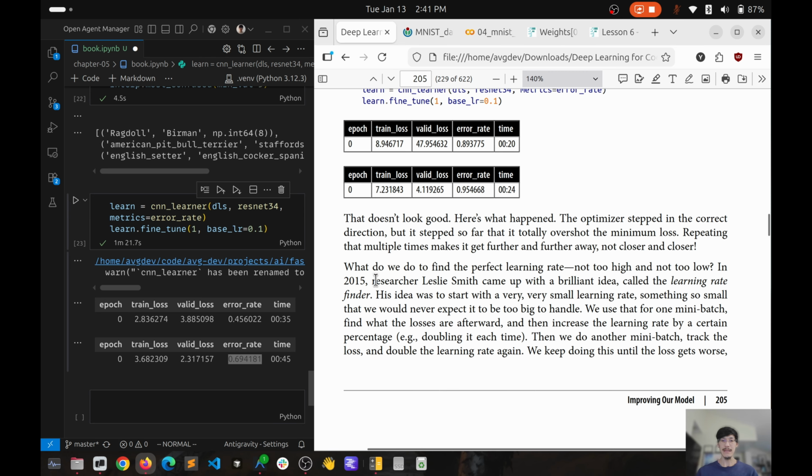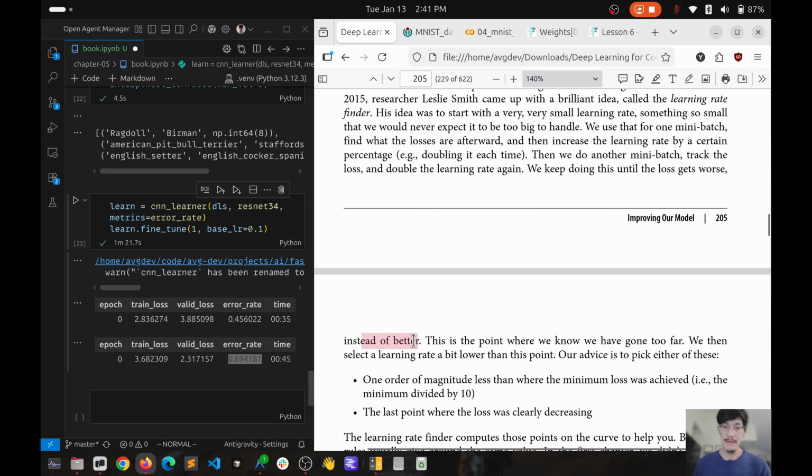In 2015, researcher Leslie Smith came up with a brilliant idea called the learning rate finder. His idea was to start with a very small learning rate, something so small that we would never expect it to be too big to handle. We use that for one mini batch, find out what the losses are afterwards, and then increase the learning rate by a certain percentage, doubling it each time. Then we do another mini batch, track the loss, and double the learning rate again. We keep doing this until the loss gets worse instead of better. This is the point where we know we have gone too far.